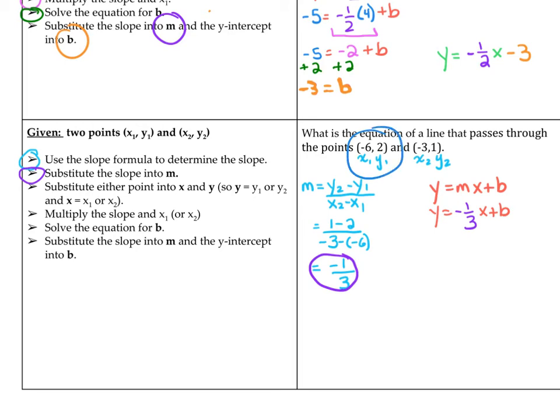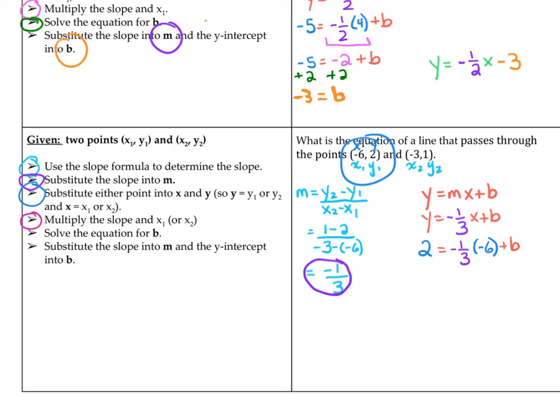So you pick a point, and you're going to substitute that in for x and y. The 6 gets substituted in for the x, and the 2 gets substituted in for the y. So 2 equals negative 1/3 times the x value, which is negative 6, and then plus b.